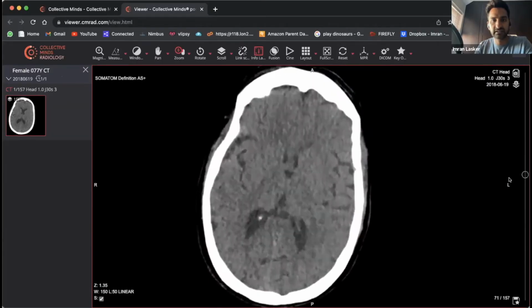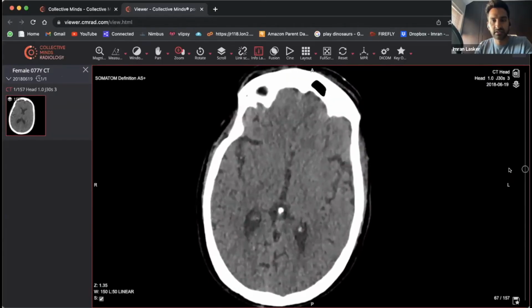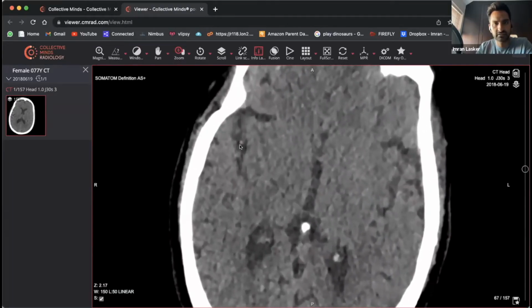Haven't really seen anything, have we? Actually, maybe around that point there. Can you see there? Look at that little dot there. Can you see that? That doesn't look quite right to me. Let's zoom in a bit. It looks slightly different.